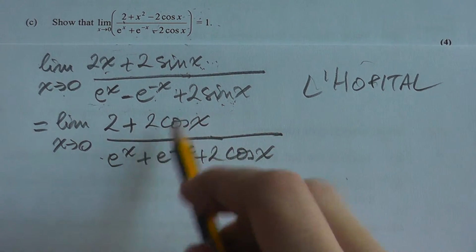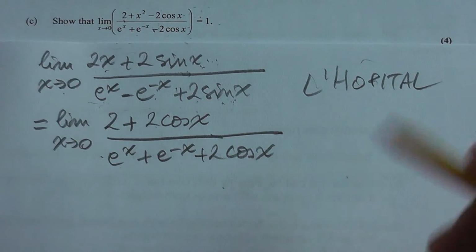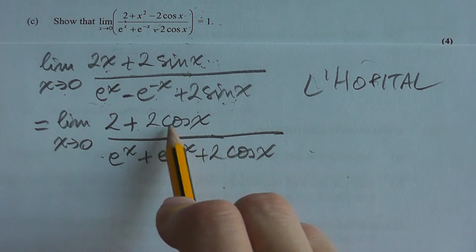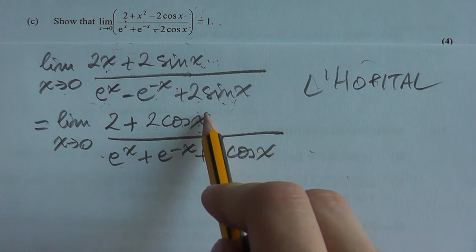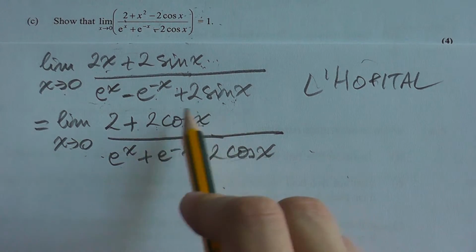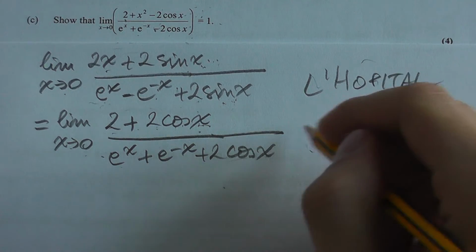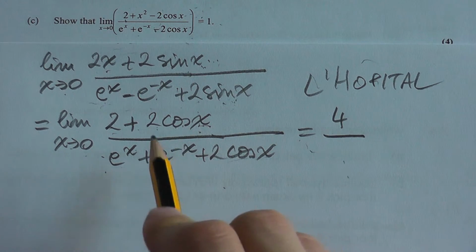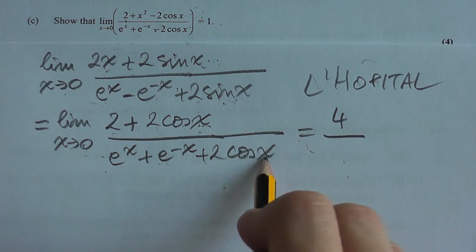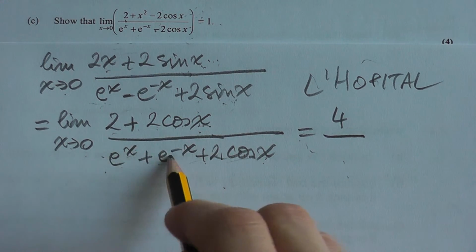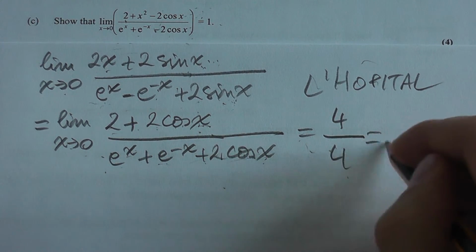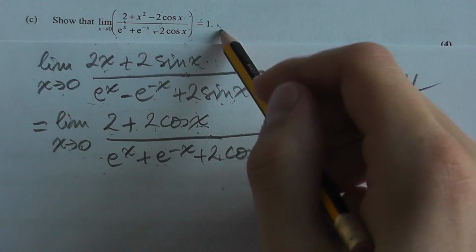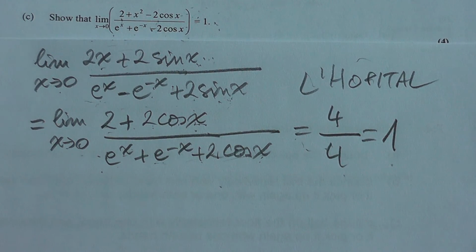There we go. So I've taken the derivative of everything again, and something tells me it will work this time, because we have 2 plus 2 cosine x, which is, since cosine of 0 is 1, this is actually going to become 4 divided by e to the 0 is 1, e to the 0 is 1, cosine of 0 is 1, times 2 is 2, and so 1 plus 2 is 4. 4 divided by 4 is 1, and we have shown that the limit as x approaches 0 of this huge thing is in fact 1, 4 over 4. We're done.